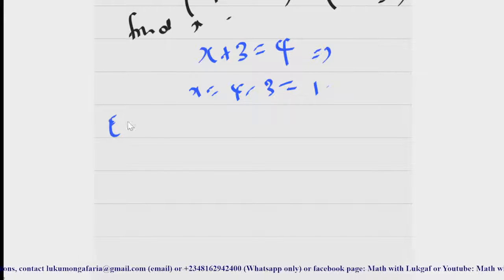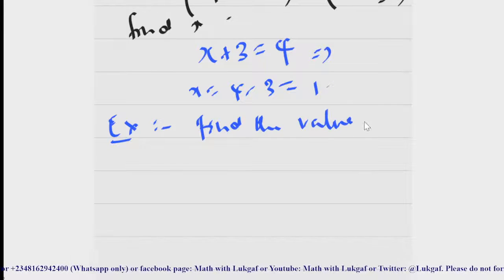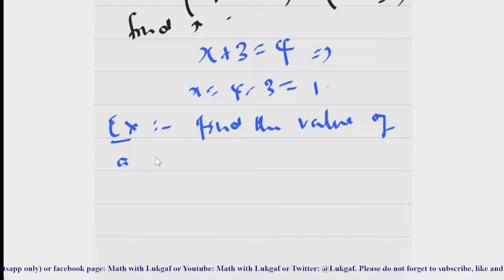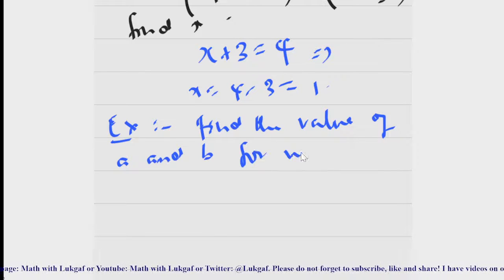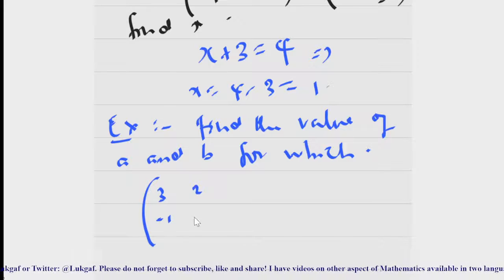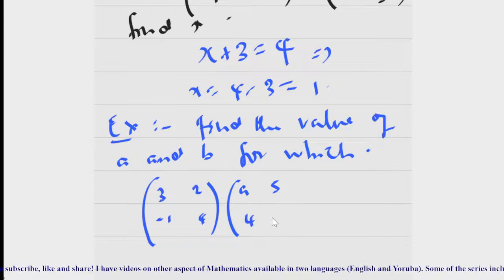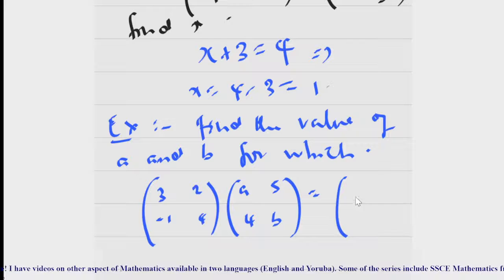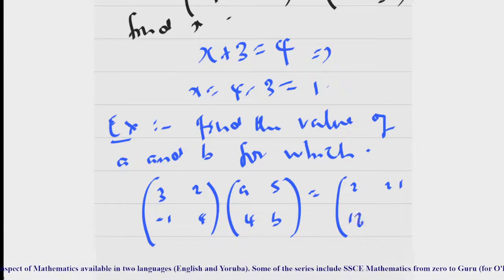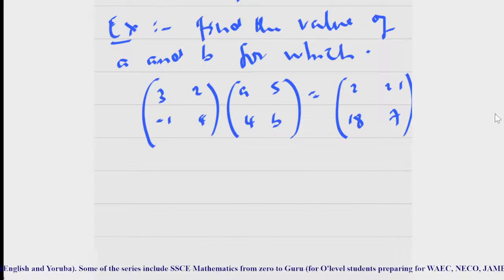What if you have this type of question? Example, you are asked to find the values of a and b for which this matrix 3, 2, minus 1, 4 times a, 5, 4, b equals 2, 21, 18, 7. You understand now? So you are asked to find the values of a and b for which these matrices are equal. Don't forget, two matrices are said to be equal if their corresponding elements are equal.